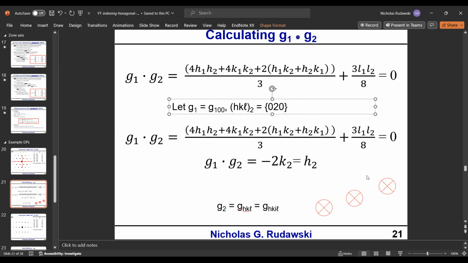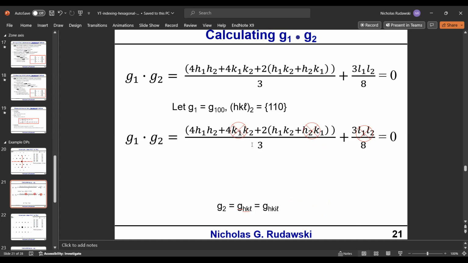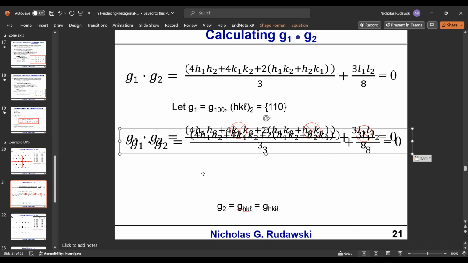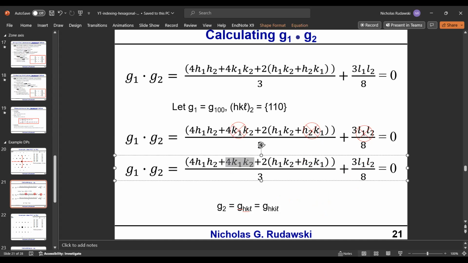Now we know in both cases the L indices are 0, so this term cancels out. And that's 1, 1, 0. Now we need to plug in these here. Basically everywhere that I see K1, that's going to get canceled out, and that's going to get canceled out. So we're going to do a similar thing to what we just did. We're going to take this, copy it, and remove this term.